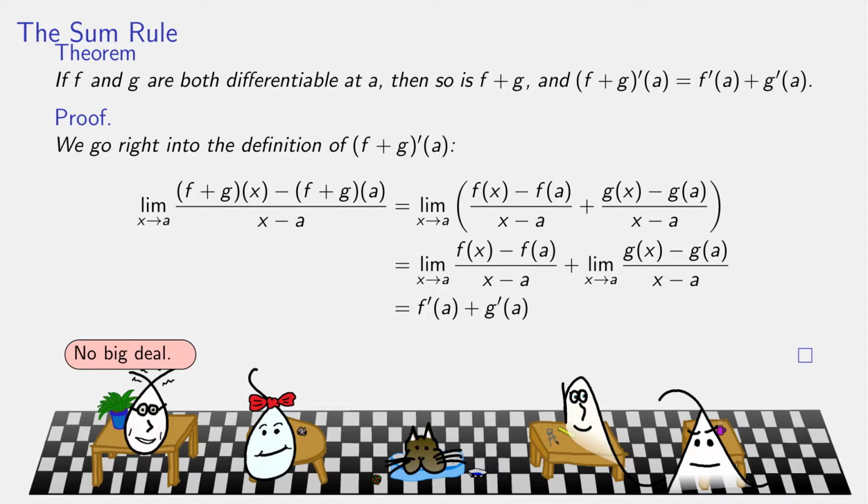But both of those limits were assumed to exist individually because f and g were assumed to be differentiable. Therefore, I can split up the limit of the sum as the sum of the limits and get right there. So because derivatives are defined in terms of limits and we have corresponding rules about limits, this really wasn't that big of a deal to prove.